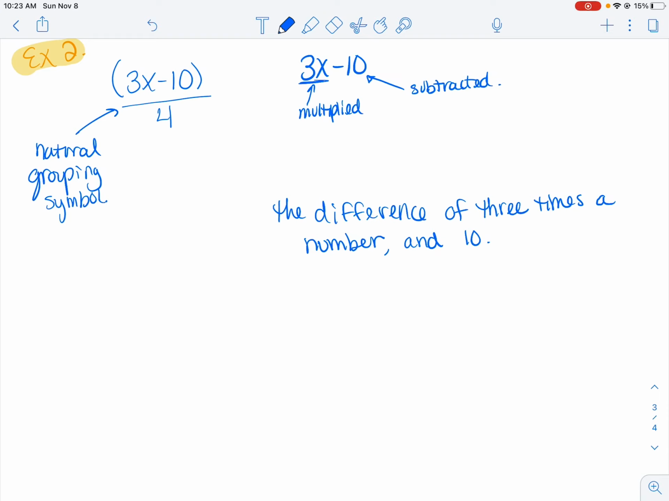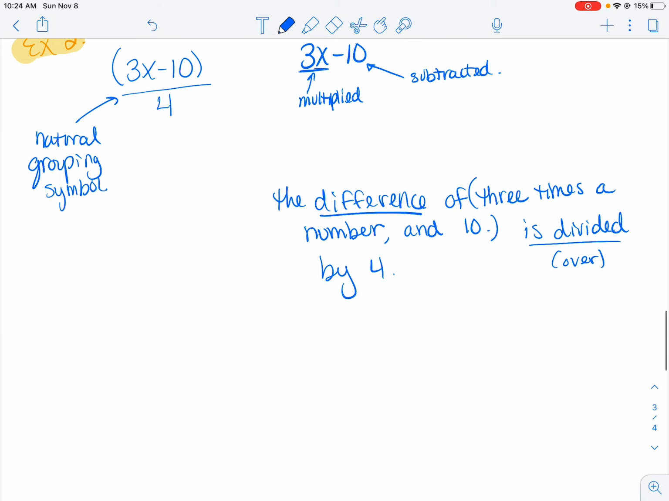And I had to break down that I don't just want to write 3x, I want to write the operations happening between them. So "the difference of 3 times a number and 10," and whenever I see difference, I imply that I'm grouping those two things together. And then the other piece of this is that we have divided by 4, right? So after this, we could then say "is divided by 4," right? You could also say "over 4" if you wanted to change the wording there. Both of those would be fine.